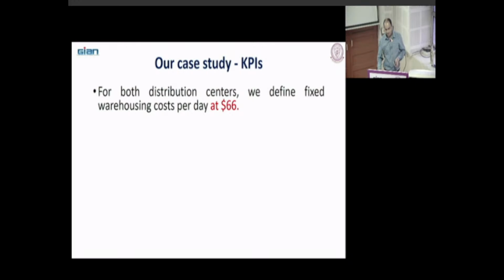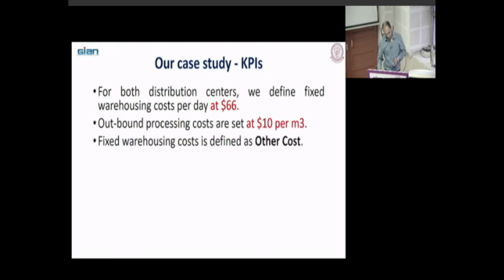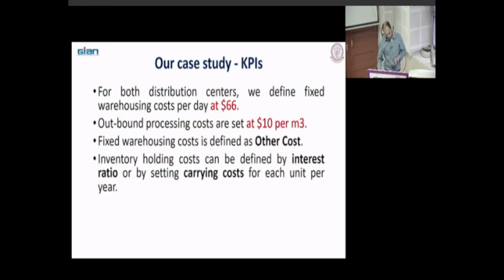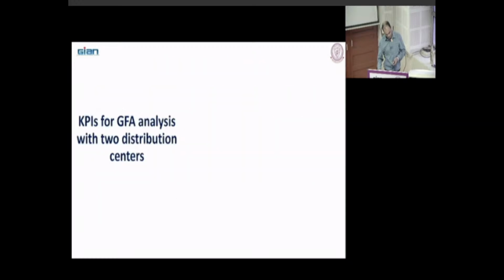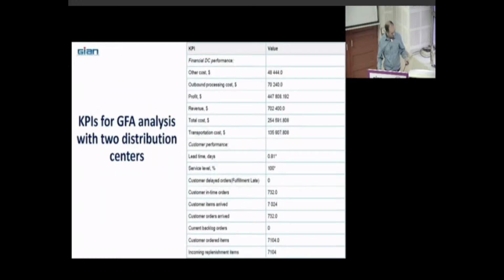For both distribution centers, our fixed operating cost is 66 USD, and the outbound processing cost is 10 USD per cubic meter. Okay. So now run the model, add those costs and run the model. And tell me the profit.